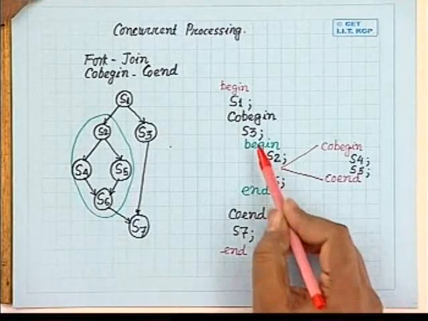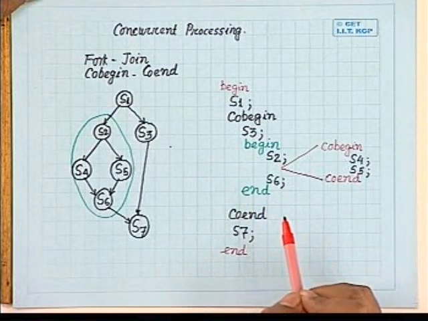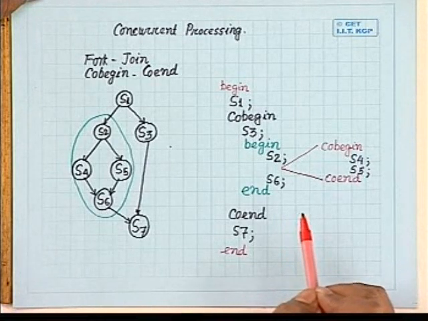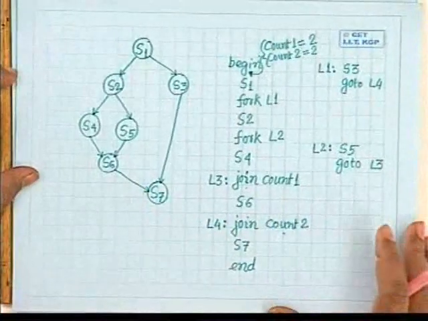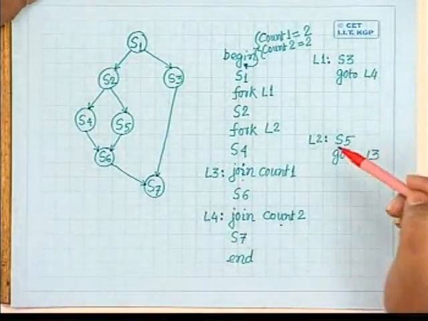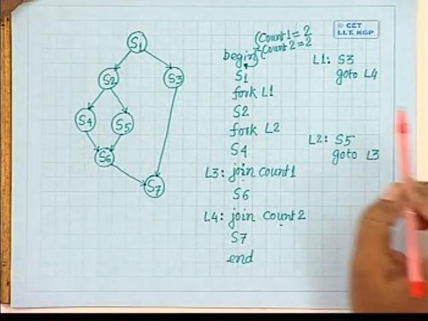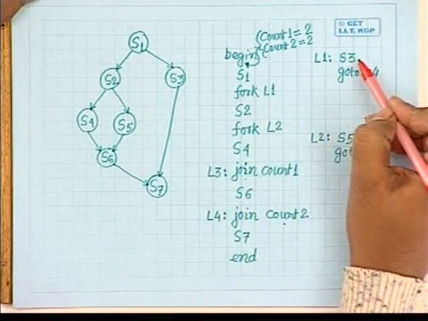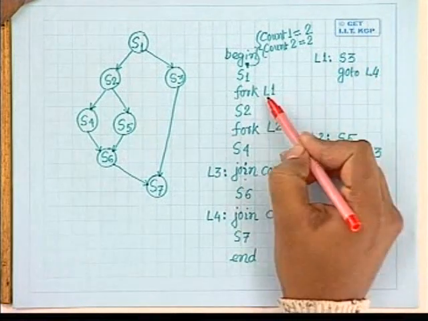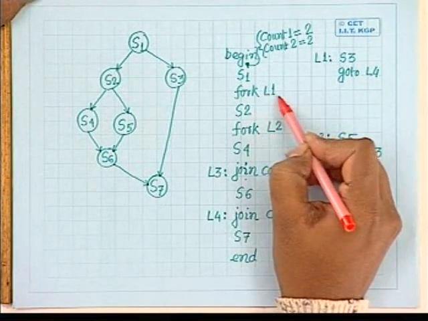Now, there is a marked difference between the fork join structure and the co-begin co-end structure. In case of the fork join structure, let us look at that previous example. Here it is the same precedence graph. Whenever a process has to be created, you use a fork statement with label L1. So I create two processes. One process starts execution from label L1. The other process starts execution with the statement just following this fork statement.